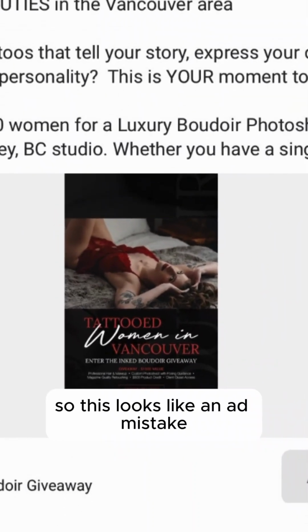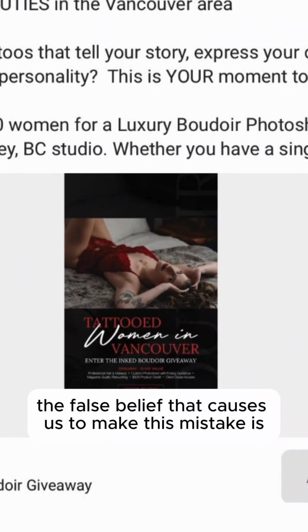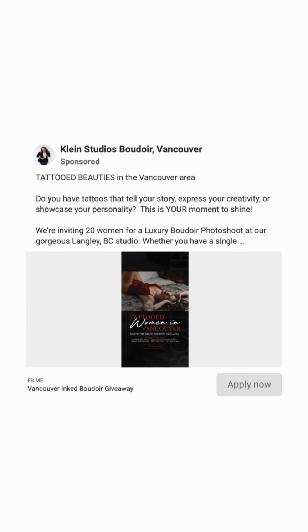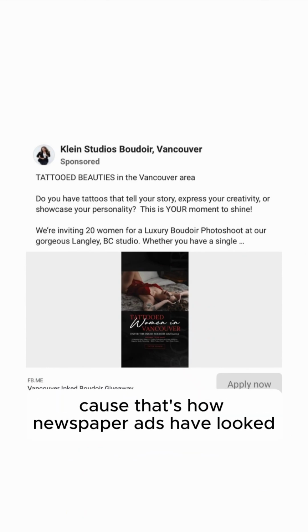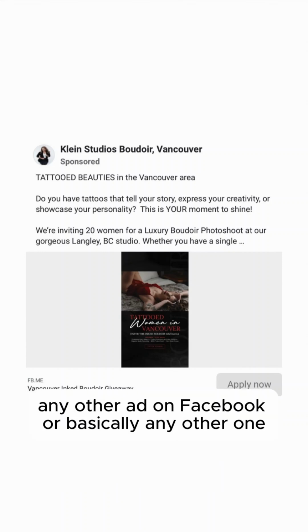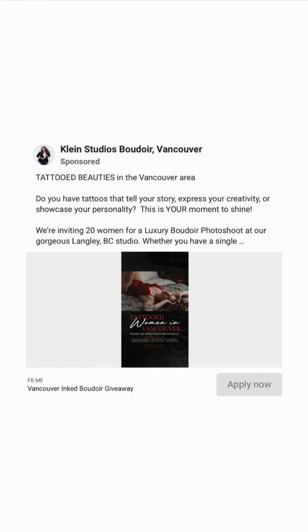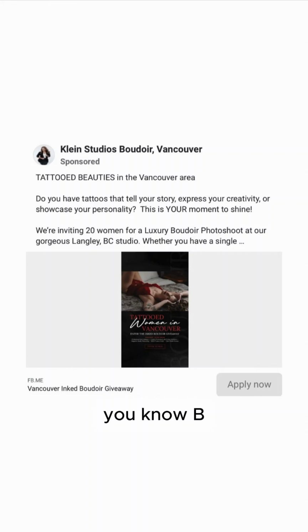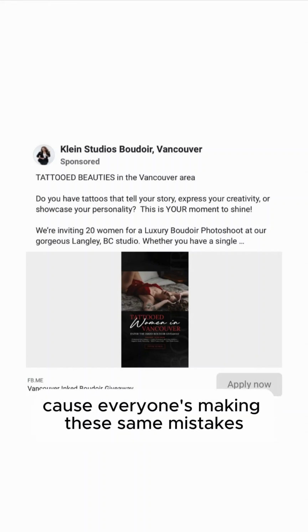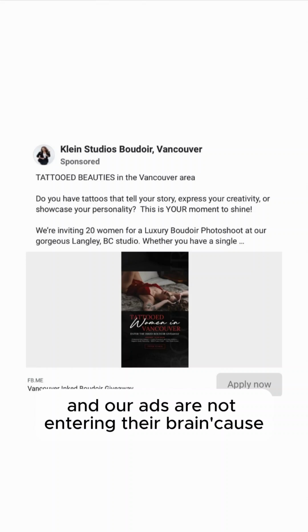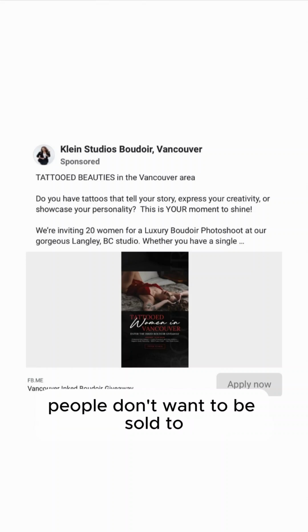Creative. All right, the creative looks like an ad, so it looks like an ad mistake. The false belief that caused us to make this mistake is we believe our ads should look like ads because that's how newspaper ads have looked, magazine ads have looked, TV commercials have looked, and any other Boudoir Facebook ad on Facebook. They all look like ads. But again, BLCS is the most common thing I'm seeing. It's because everyone's making these same mistakes. So consequence of this, yeah, way more women are going to be scrolling on by, and our ads not entering their brain because people don't want to be sold to.